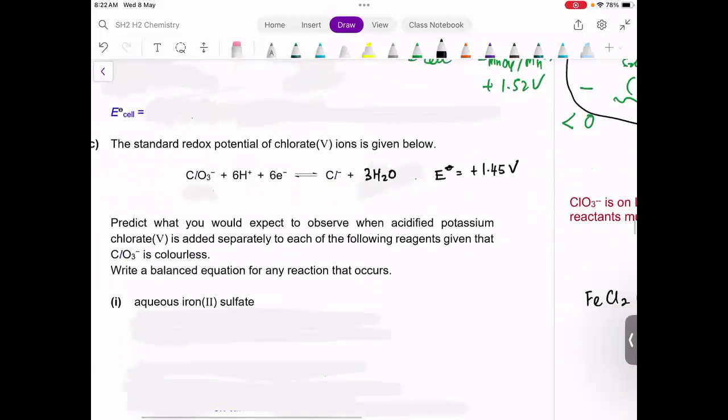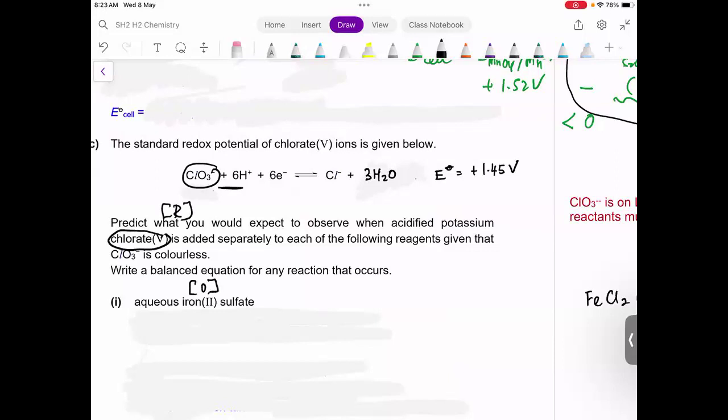Predict what you expect to observe when acidified chlorate(V) is added separately to each of the reagents. Same thing, you are not working with a half cell. You are only working with one of the reactants, which is your chlorate(V). Chlorate(V) can only undergo reduction, as suggested here, because you're not given a half cell. So this means that I must consider oxidation of my iron(II) sulfate.